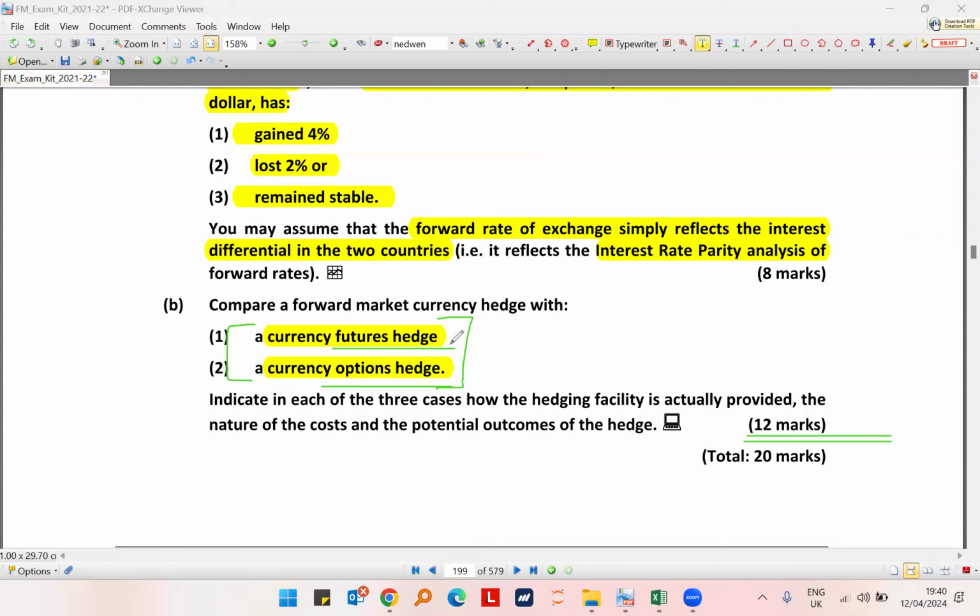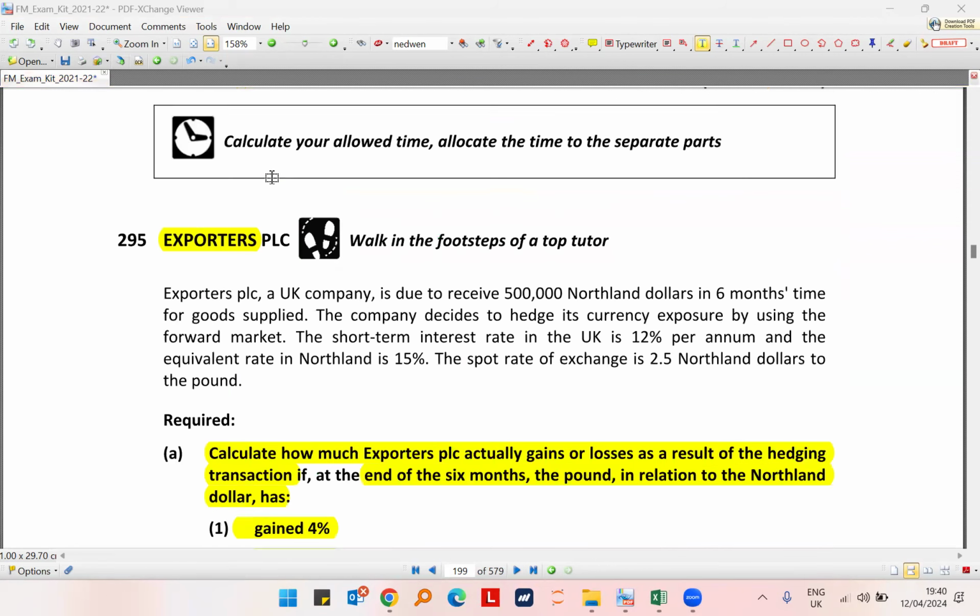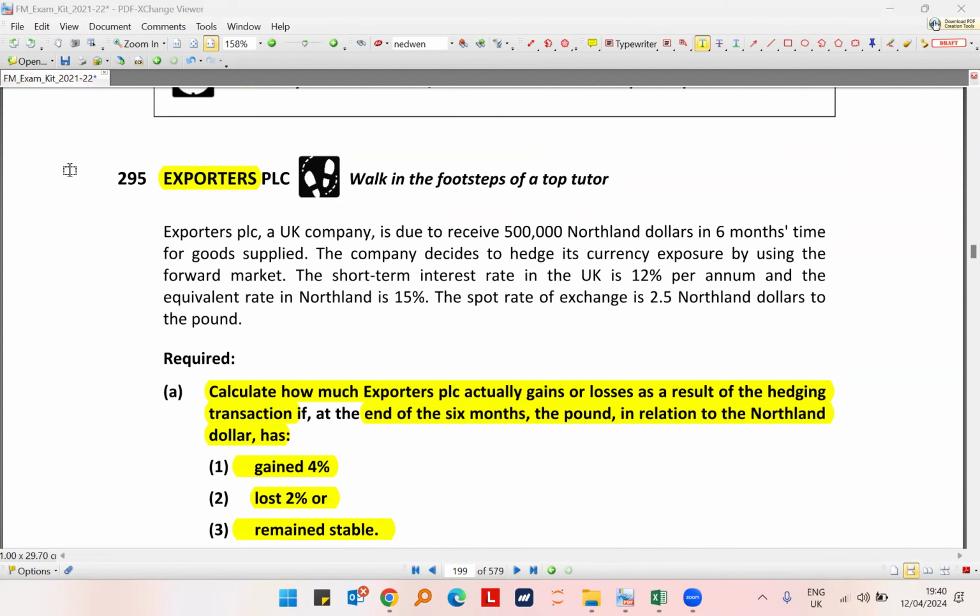So let's go and see what they are saying. They're saying that exporters PLC is due to receive 500,000 Northland dollars in 6 months' time. The company decides to hedge its currency exposure by using the forward market. The short-term interest rate in the UK is 12%, and the equivalent rate in Northland is 15%. The spot rate is 2.5 Northland dollars to the pound.